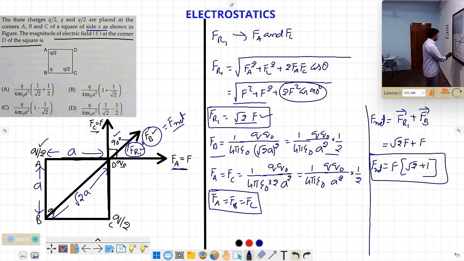Here also there is an error in the question. I think they may not have Q by 2; they may have all charges as Q. If all the charges are taken as Q, then we can write the equation, and this is the answer. But the given options do not correlate with this, so there may be an error in the given values. Note this down, but our derivation, F into root 2 plus 1, is correct according to the given question.